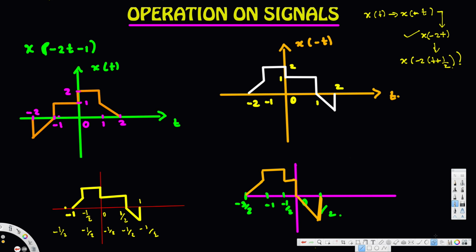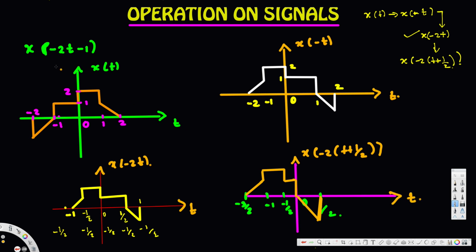Now let's plug in the values. This graph is x of negative 2t versus t, and this one is x of negative 2t plus half, because we added negative half to all of these. So this is t plus half, and then that's it. This is versus time, and this is our final graph, and that's how we do the operations on signals.